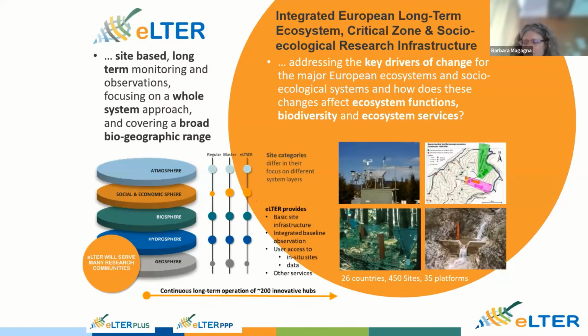So focusing on a whole system approach addressing all ecosystem compartments ranging from atmosphere to the geosphere, including the societal interactions to the natural environment, main ecosystem processes are monitored at an eLTER site, thus enabling the linkage of change drivers and responses. eLTER covers not only the main ecosystem types on the European scale, but also a broad range of biogeographic regions. So different types of eLTER sites like master or focal sites are focusing on different layers of the ecosystem, but still linked to the whole system approach. With the upcoming eLTER research infrastructure, basic services from data to site access will be provided on about 200 innovative hubs. Next slide, please.